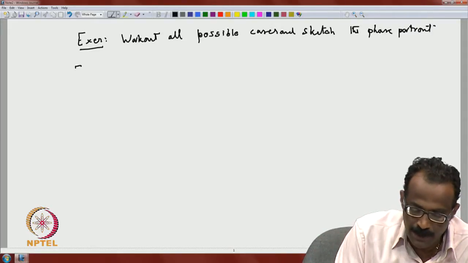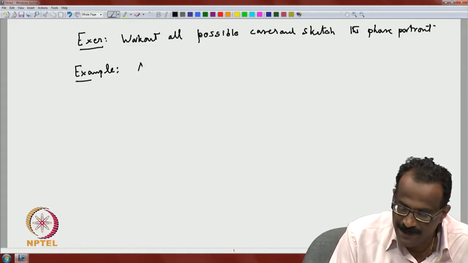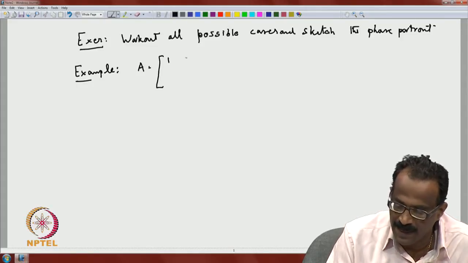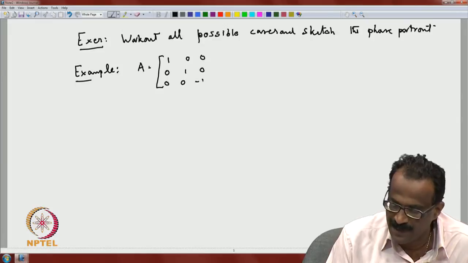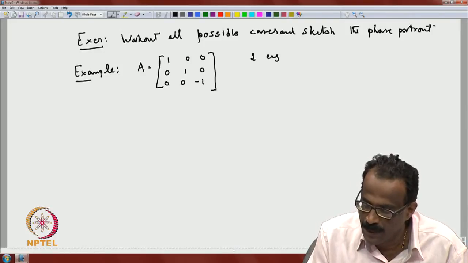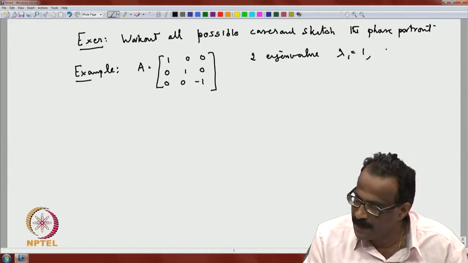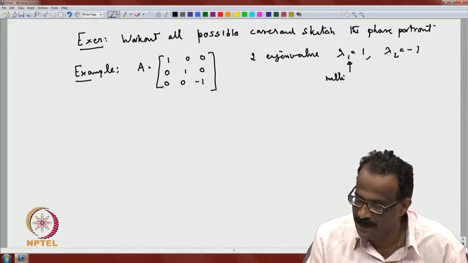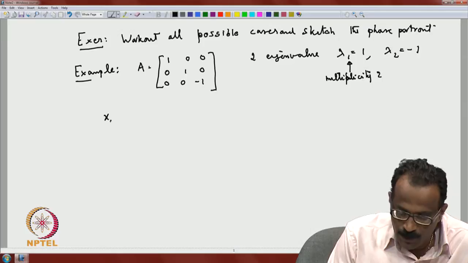So we will start with an example here, an easy case. A is of diagonal form, with entries 1, 1, minus 1. This is already a decoupled system. It has two eigenvalues, lambda 1 equal to 1 and lambda 2 equal to minus 1, and here the eigenvalue 1 has algebraic multiplicity 2. Luckily, it is in that format. So it's a decoupled system, and you can write down your solution immediately.